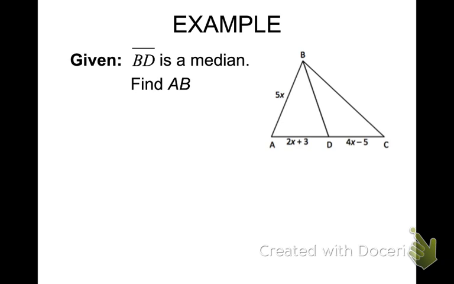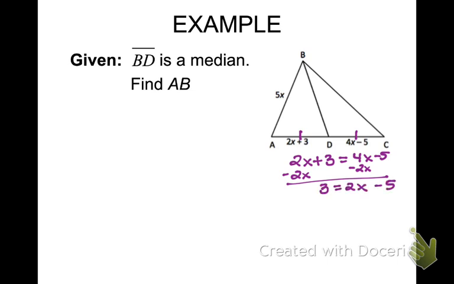So BD is a median. That means D is the midpoint. So what should I do with 2x plus 3 and 4x minus 5? Set them equal. So 2x plus 3 equals 4x minus 5. Subtract 2x from both sides. 3 is equal to 2x minus 5.